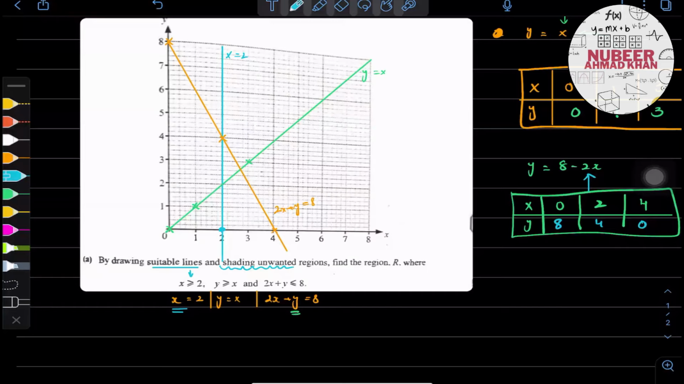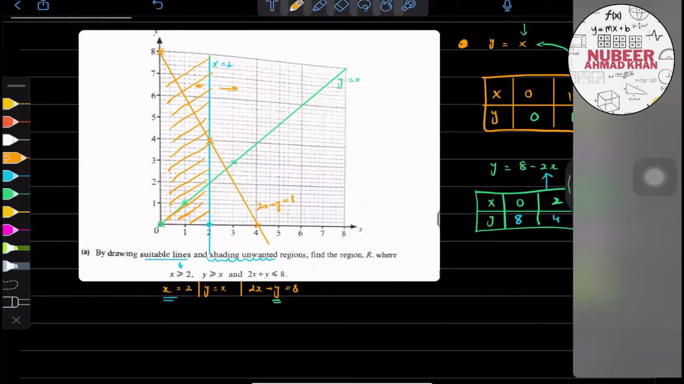Now you just have to apply your mind and see what the word greater means. Would greater mean you go in the forward direction or the backward direction? Forward. So you need to go in the forward direction, so the unwanted region would be the backward one. I would shade this backward region because this is my unwanted region.